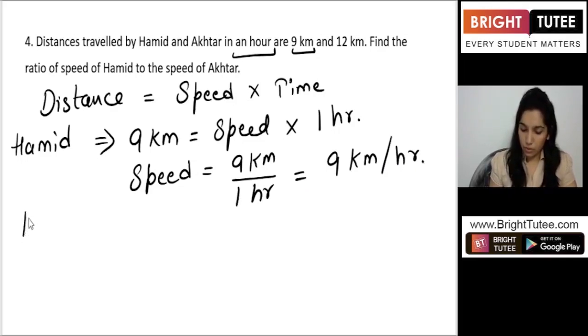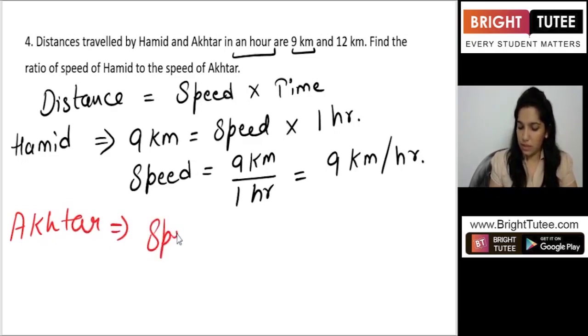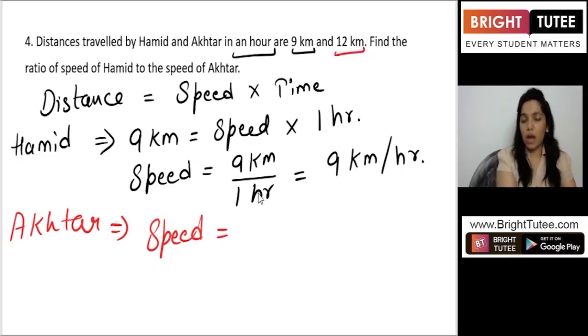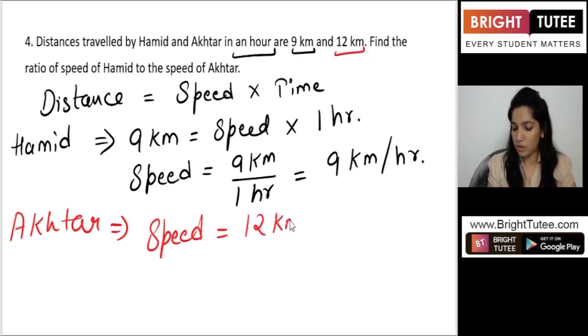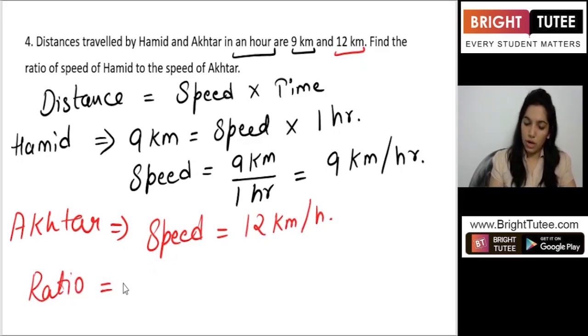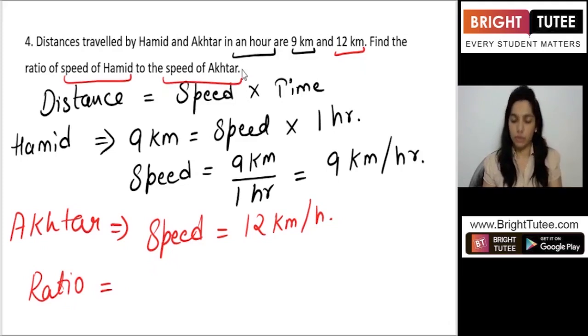Now let us write what is the speed for Akhtar. Okay, let me just change the color. For Akhtar, the speed, by calculating it the same way, is 12 kilometers in 1 hour. So the speed is 12 kilometers per hour. Clear? Now let us write what is the ratio. We need to find the ratio of the speed of Hamid to that of Akhtar. So the speed of Hamid will come first. So it is 9:12.